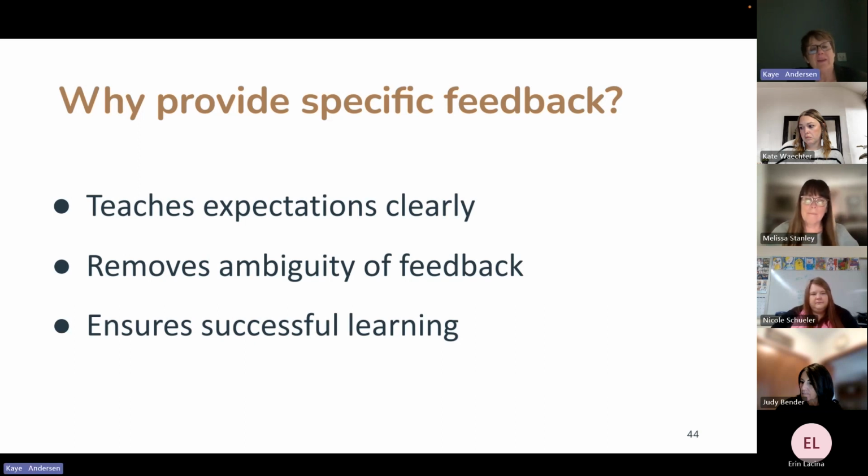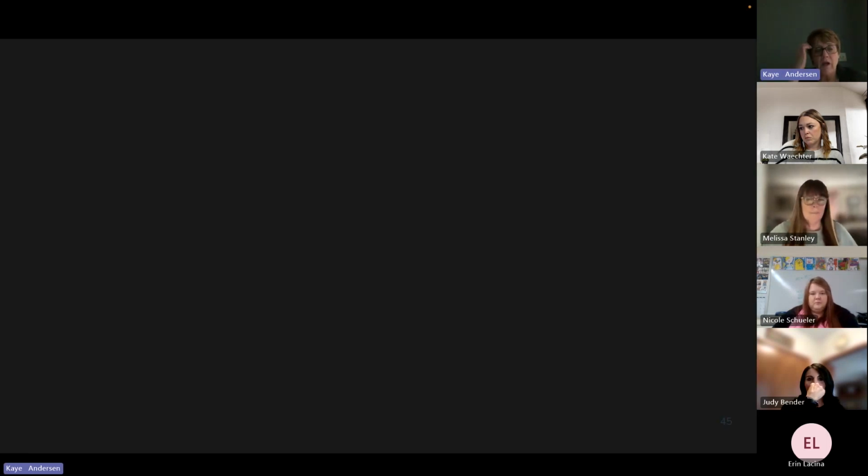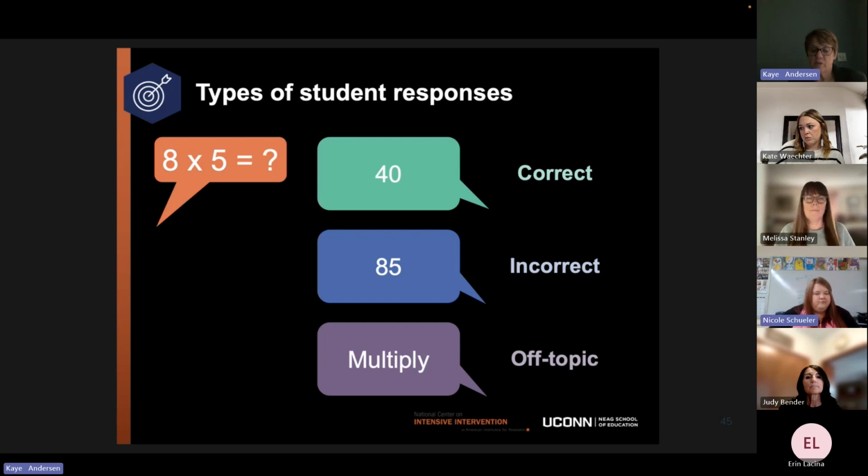Why are we going to provide it? It removes any confusion that the student might have of what they're doing. Again, it's going to ensure and move on to much more successful learning. That's an interesting one.